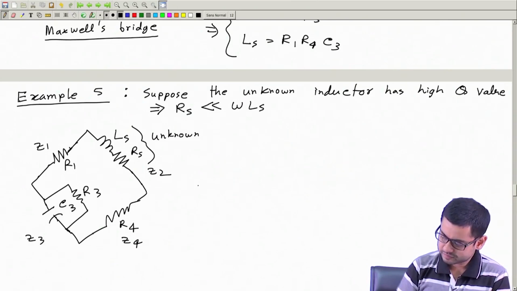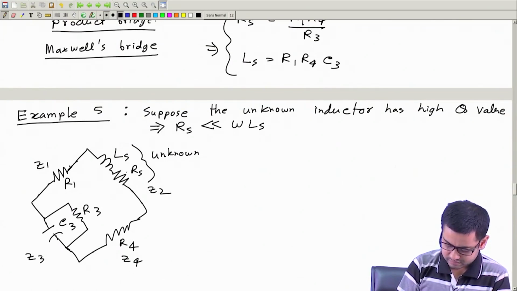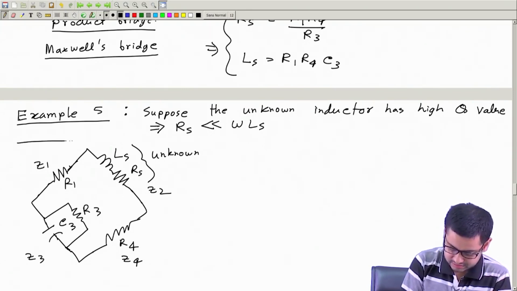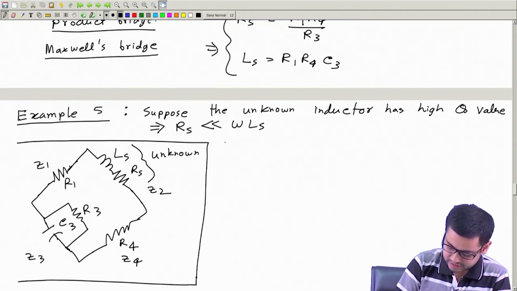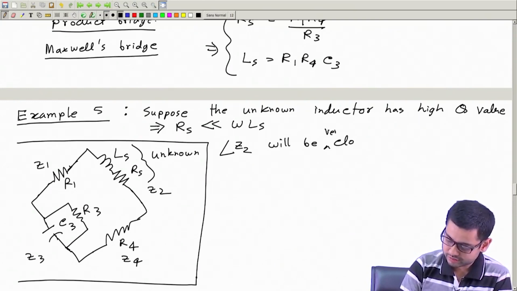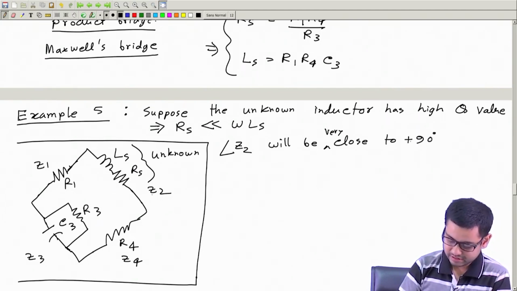Now, if so, then the angle of this complex impedance Z2 will be close to, very close to, plus 90 degree, because this is inductance.